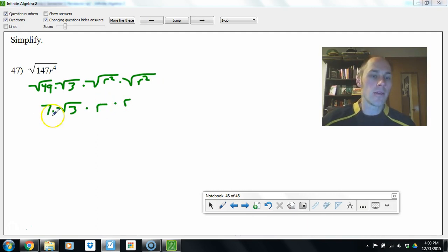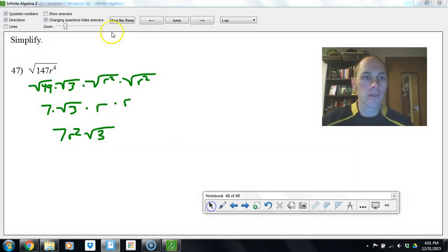And we put everything that's not under the radical first, so 7 times r times r is 7r squared, and times the square root of 3. We can just rearrange all those factors around. Okay, so the key thing is look for perfect squares that we can eliminate as we go through it.